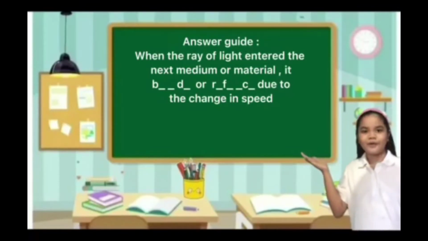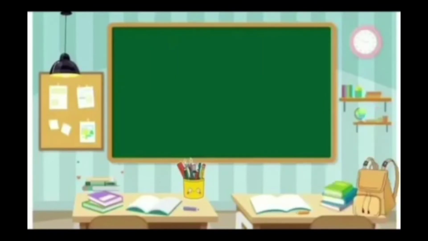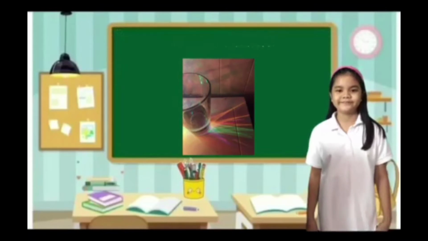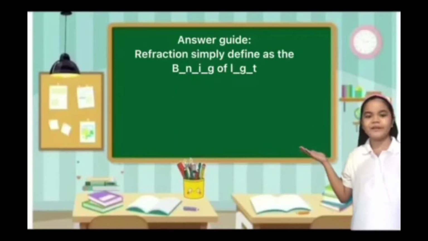Answer guide. When the ray of light entered the next medium or material, it blank or blank due to the change in speed. What you have just seen is the refraction of light. How will you define refraction? Answer guide. Refraction is simply defined as the blank of blank.